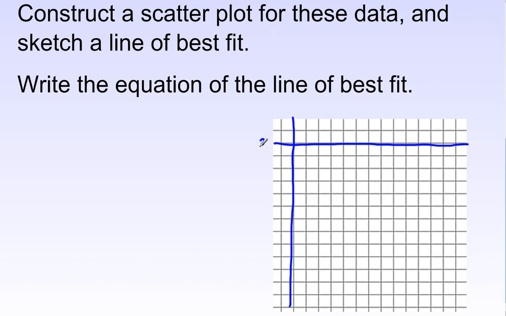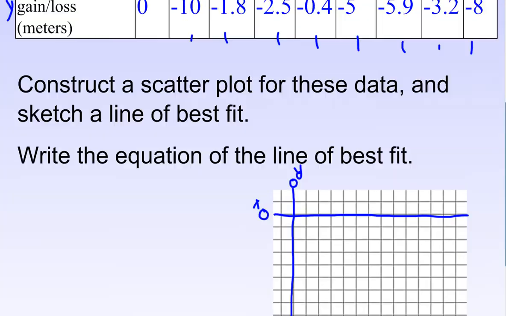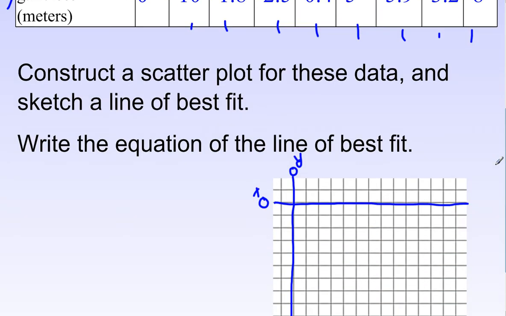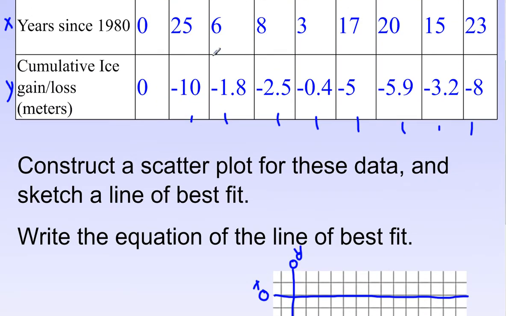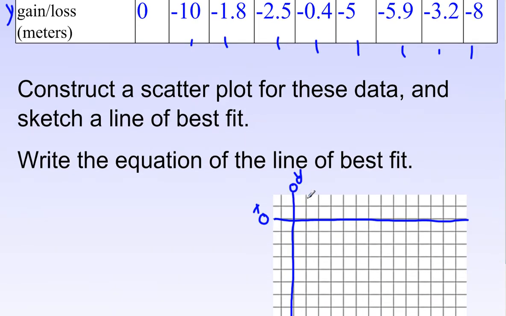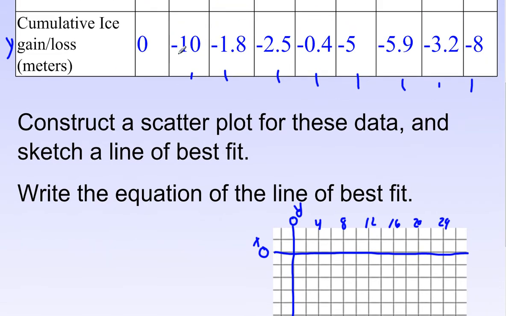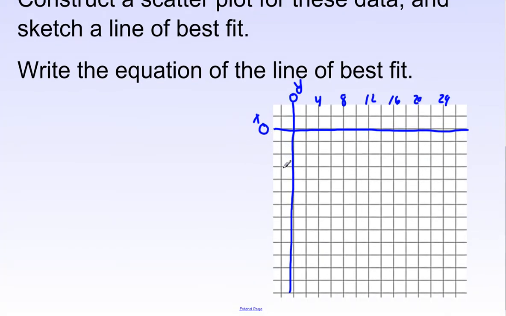So this would be 0 on the x, and this is 0 on the y. My top axis is years since 1980. And I'm going to go from 0 to 25: 2, 4, 6, 8, 10, 12, 14, 16, 18, 20, 22, 24, 26. Oh, that is perfect. My y-axis is going from 0 to negative 10: 1, 2, 3, 4, 5, 6, 7, 8, 9, 10. I'll take it.